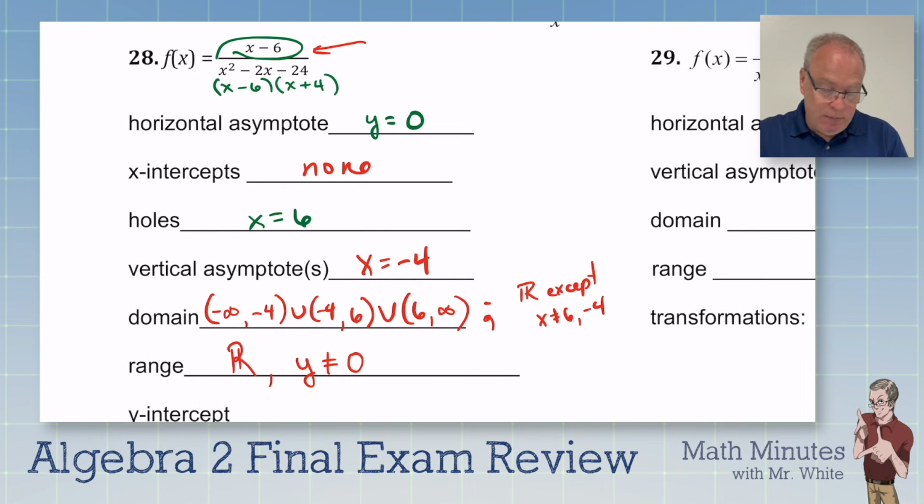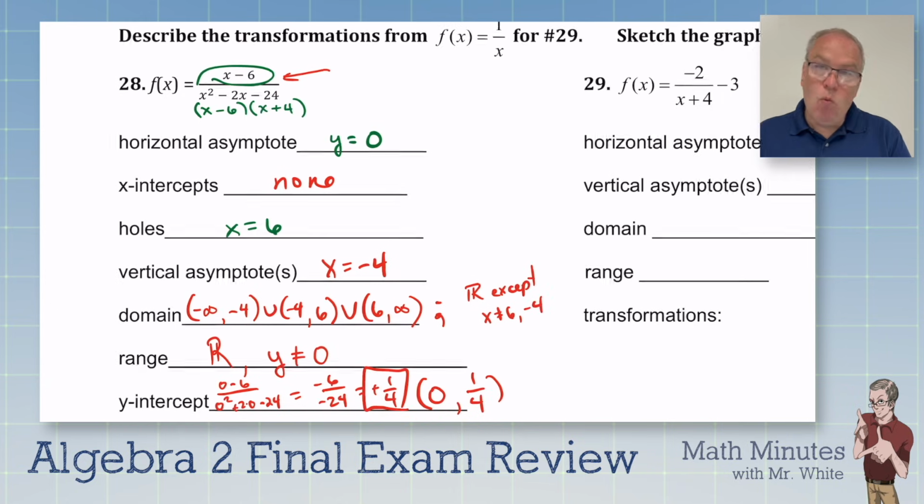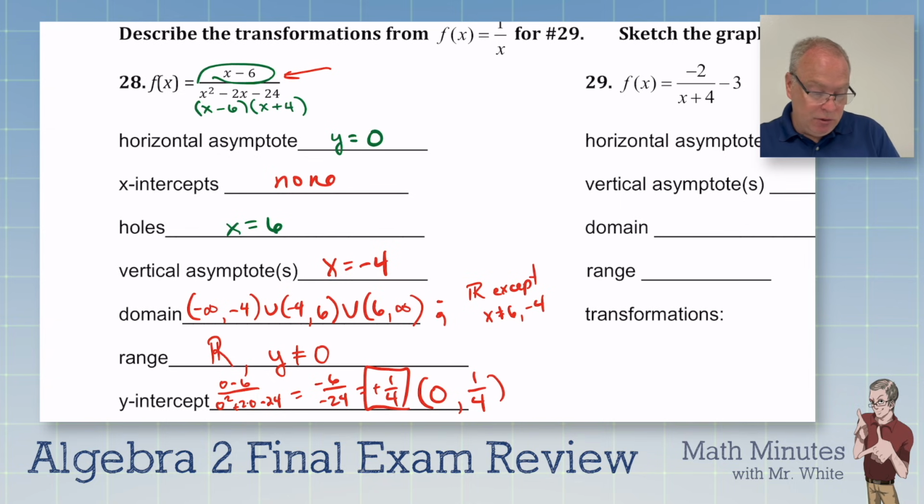Now, the y-intercept. The y-intercept is always a point 0 comma something, up or down something. So you literally plug 0 into the function: 0 minus 6 over 0 squared plus 2 times 0 minus 24. And what do you get? You get negative 6 over negative 24, which is positive 1/4. So it looks like 0 comma 1/4 would be the y-intercept. So that's how you find those 7 things.